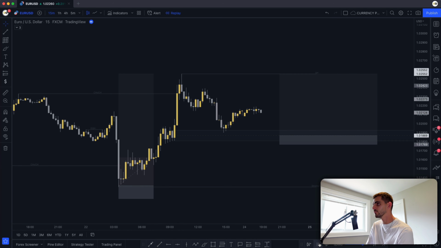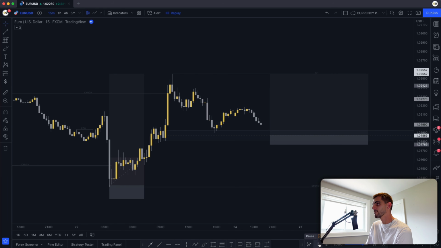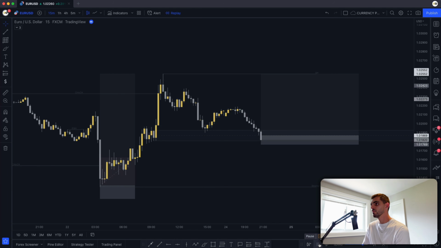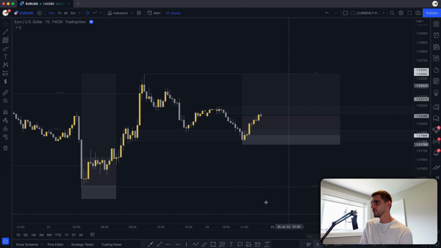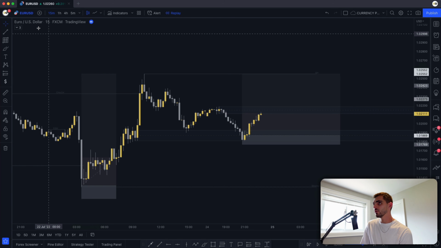So let me play this forward. Yeah, got tapped in right about there. A little bit of drawdown. I wasn't too happy with that. As you can see, price went right towards the bottom of the demand zone. This happens quite a bit on EURUSD. It really just pushes the limits of these supply and demand zones.